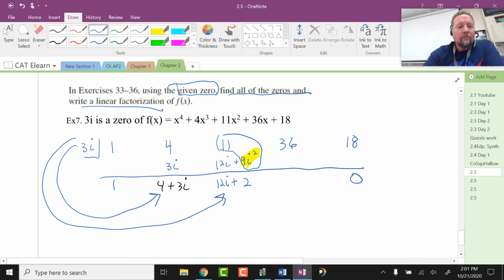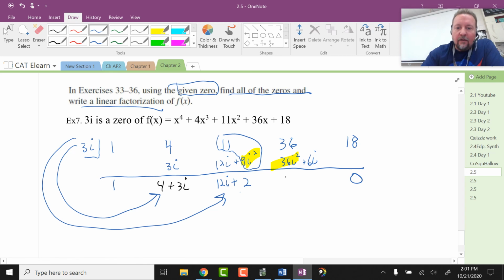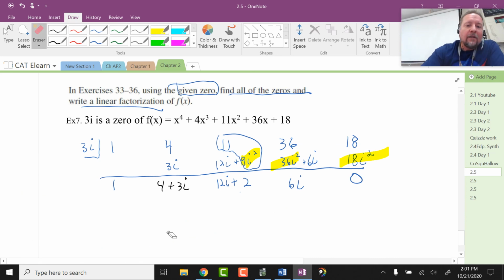Then we do this. 3i times 12i is 36i squared. Oh, nice. Plus 3i times 2, which is 6i. Same thing. This is negative 36. Negative 36 plus 36 is gone. And then you're left with just a 6i. Oh, now that's easy. 3i times 6i is 18i squared. Guess what 18i squared is? Negative 18. Boom, shakalaka.